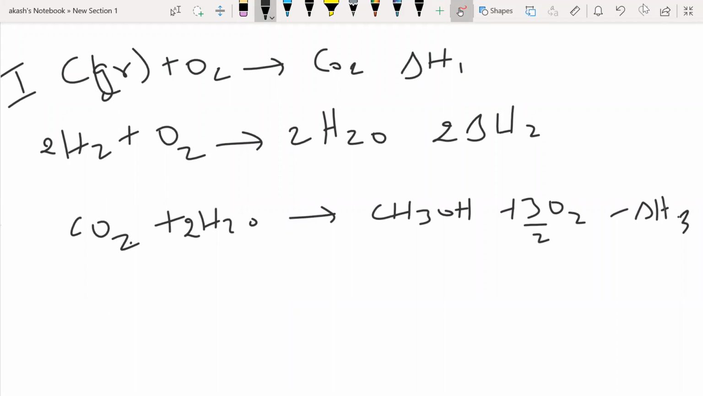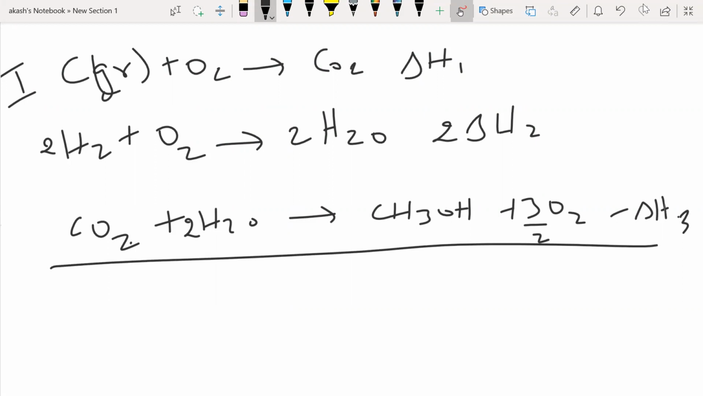So if I add all these three, so let me check. 2H2O, 2H2O gets cancelled. Okay. So I have carbon graphite, right? And CO2, CO2 also gets cancelled. Okay. Anything else gets cancelled? Nothing, right? So fine. So in the reactant side, what else I have? I have H2. Okay, I have 2H2.